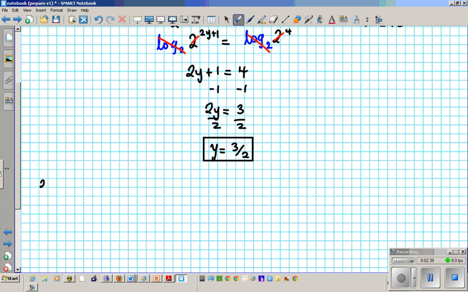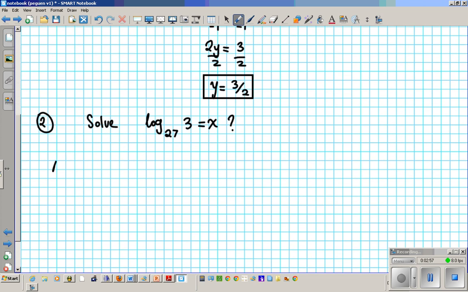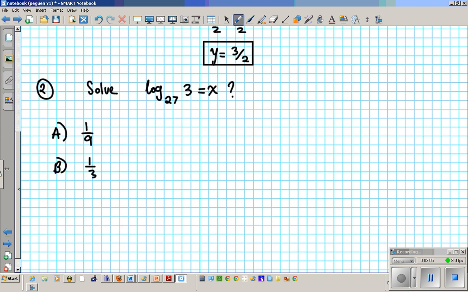Number 2 says, solve log base 27 of 3 equals x. And we have some options here. Is it 1 over 9? Is it 1/3? Is it 9? Or is it 3? These are the options that we have. Which of these can satisfy this equation?